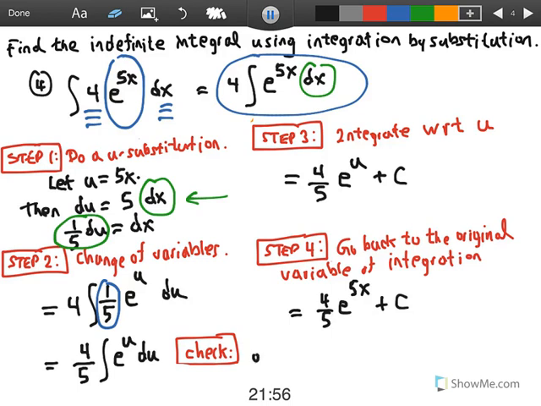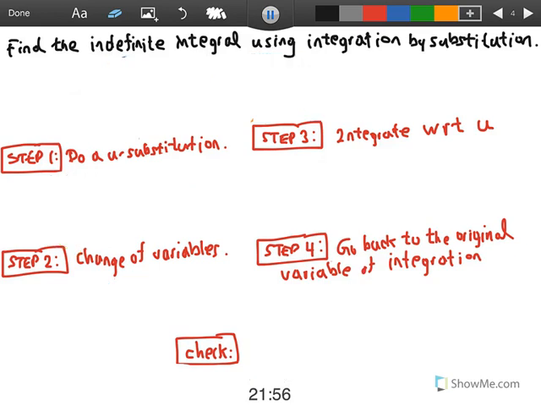And I will leave it to you to do the check. But when you do the check, here's what you should find. The derivative with respect to x of 4/5 times e to the 5x plus c should give you the original integrand 4 times e to the 5x, showing you that we have found the correct antiderivative.